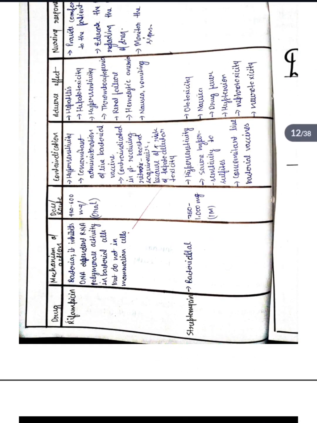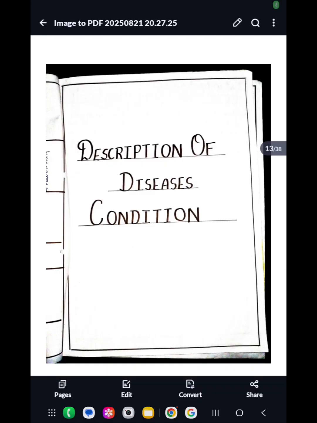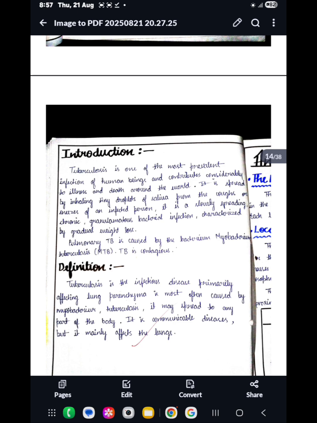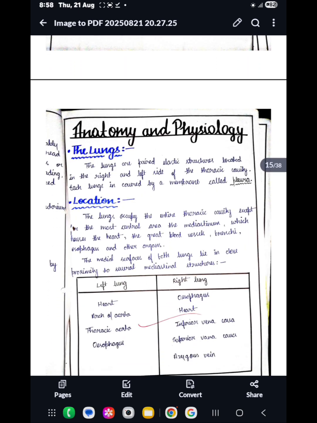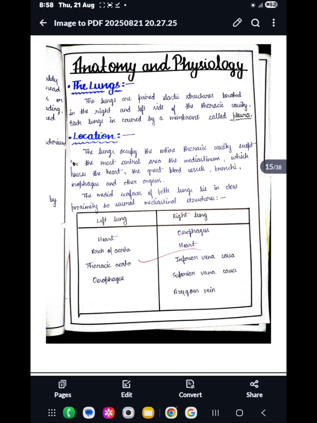Then you basically write about the drugs. One or two are sufficient, with the contraindication, adverse effect, and nursing responsibility. We move to the description of the disease and conditions, where we write about the introduction of the TB, then the definition of the TB, with the anatomy and physiology of the lungs, because the TB occurs in the lungs. That's why I have written the anatomy and physiology of the lungs.